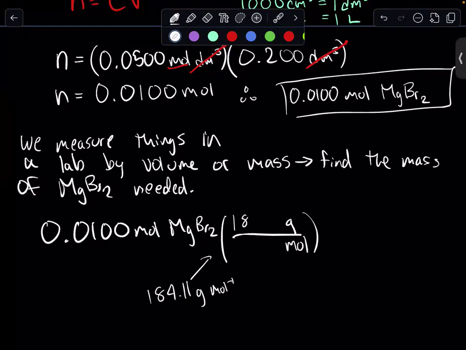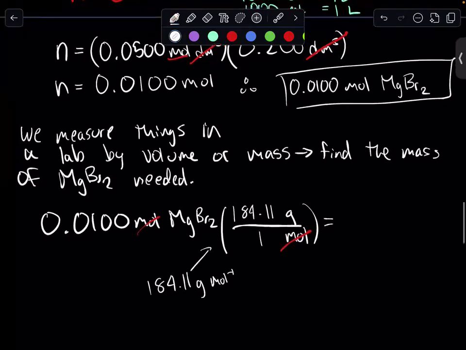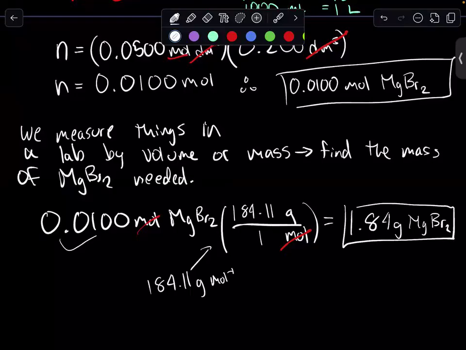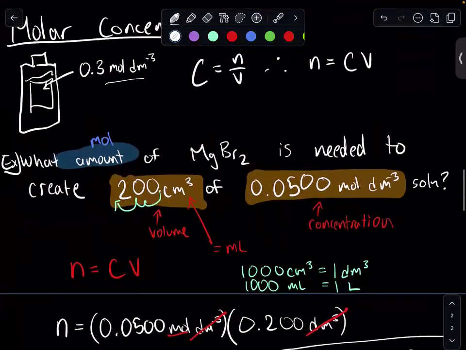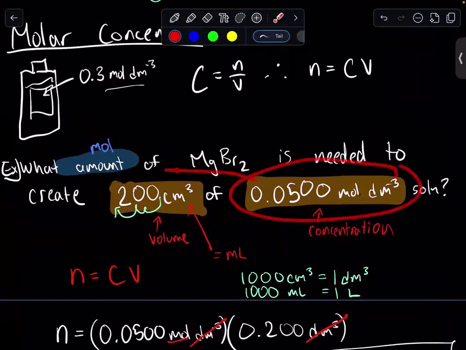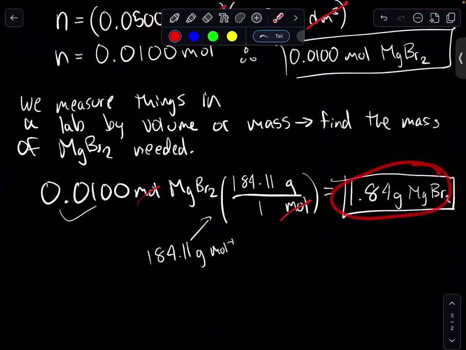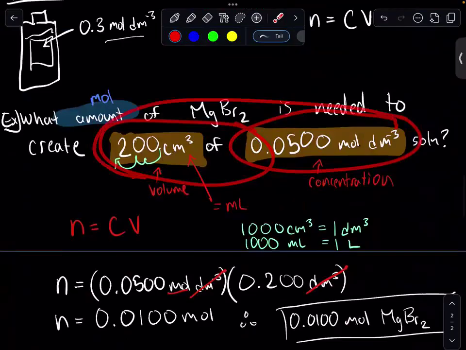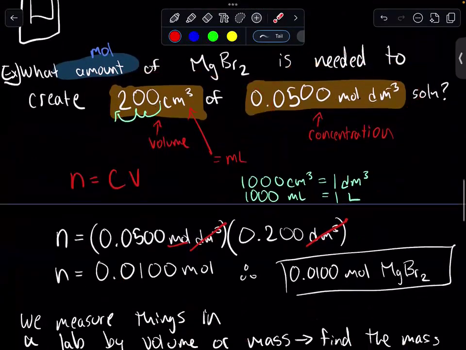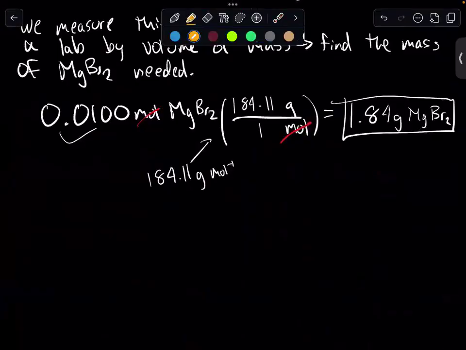So I'm going to multiply by 184.11 grams per 1 mole. My moles will cancel, and I will get an answer of, once again, I notice that this is 0.01, so I'm just going to shift my decimal, 1.84, and I'll drop the 1 grams of magnesium bromide needed. So when you go into your lab to make this solution, specifically 200 milliliters of the solution, all you need to do is add 1.84 grams of magnesium bromide and then fill your beaker or whatever to 200 milliliters. And there you go. That is our answer.